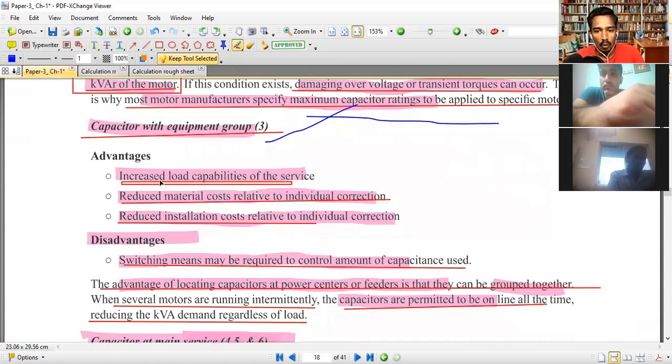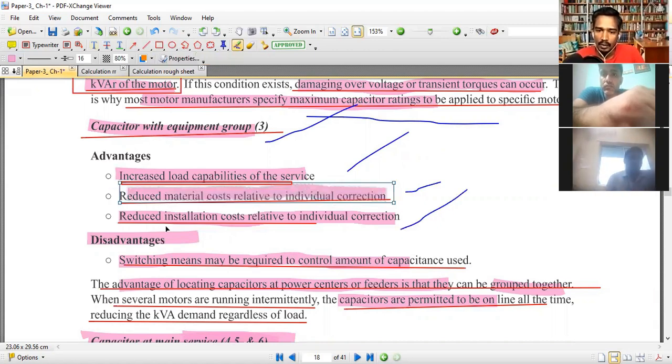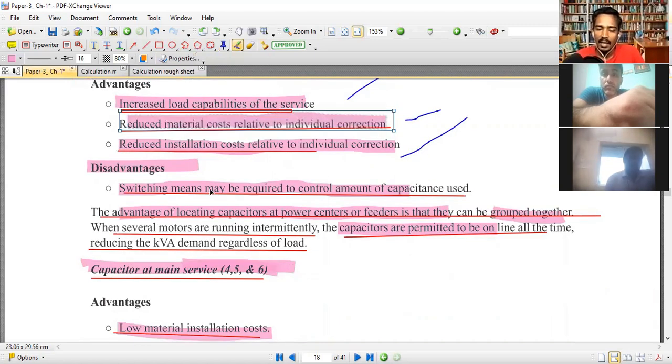The load capability also increases. Very important, always common is that load capability increases, material cost reduces, and insurance cost reduces, and this is also main important. The disadvantage is that we cannot switch after the capacitor bank. If I want only 5 motors and do not need the other 5 motors, it is not possible because it is fixed. So this is the one big disadvantage.